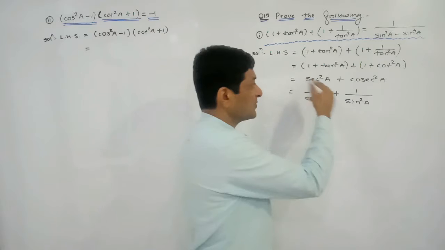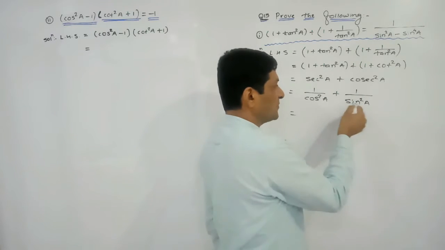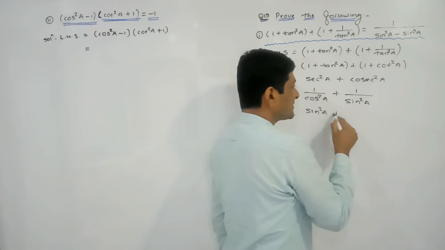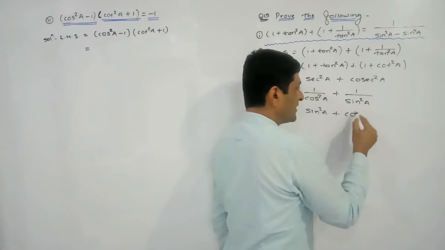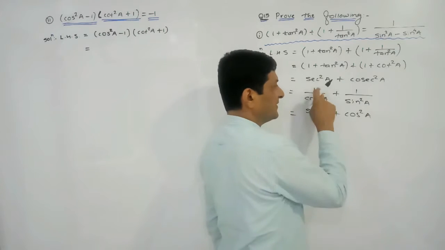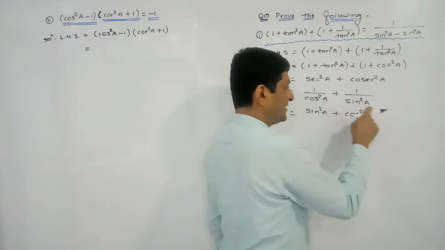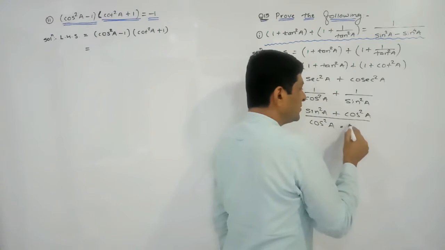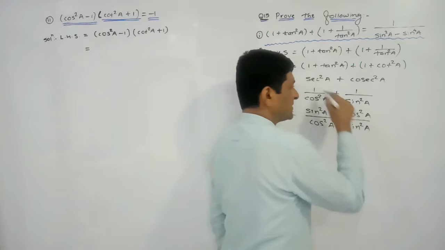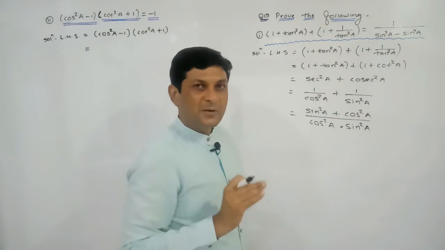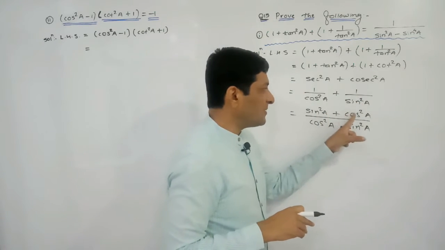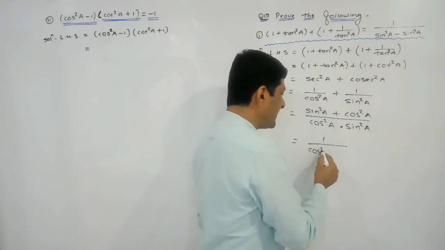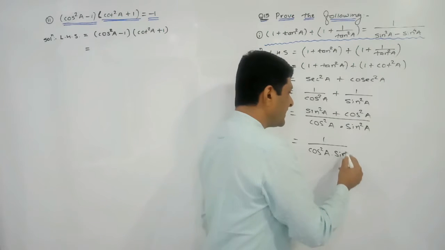Now the expression is in terms of sine and cos. So here take the cross multiplication. Let us see what we will get here. We will get sine square a plus cos square a. If we take cross multiplication, sine square a gets multiplied here, and cos square a into 1 is cos square a. In the denominator, we will get cos square a into sine square a. Now again, according to identity, sine square a plus cos square a will be equal to 1. In the denominator, cos square a into sine square a, keep it as it is.